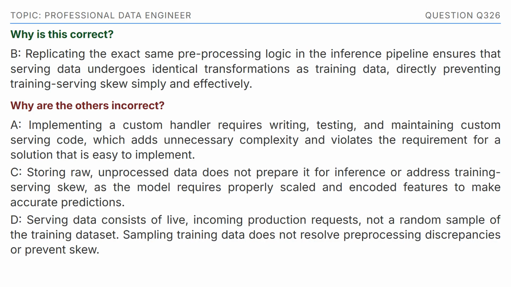Why are the others incorrect? A. Implementing a custom handler requires writing, testing, and maintaining custom serving code, which adds unnecessary complexity and violates the requirement for a solution that is easy to implement. C. Storing raw, unprocessed data does not prepare it for inference or address training serving skew, as the model requires properly scaled and encoded features to make accurate predictions. D. Serving data consists of live, incoming production requests, not a random sample of the training dataset. Sampling training data does not resolve pre-processing discrepancies or prevent skew.